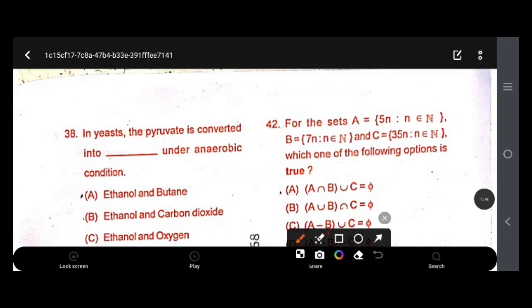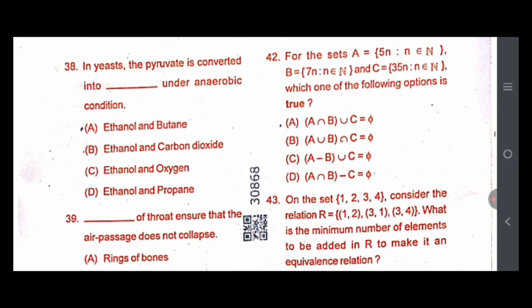Question number 42. For the set A = {5n, n belongs to N}, B = {7n, n belongs to N}, and C = {35n, n belongs to N}. Which one of the following options is true? The correct answer is option D.